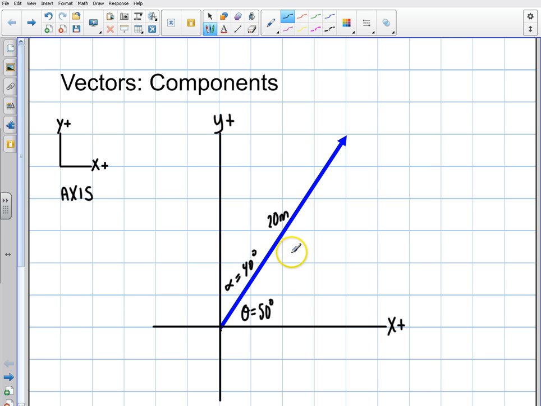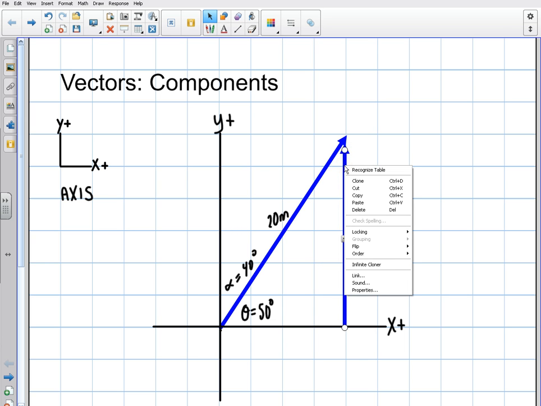In other words, I'm going to try to resolve this vector into its components, and I have to make a triangle. Obviously I could make a triangle in two different ways. I could make a triangle this way, or I can make a triangle this way. But really what you want to do is make the triangle along this axis. In other words, you want to drop that to the horizontal axis. Okay, that's the default. I'm going to show you why in a second.